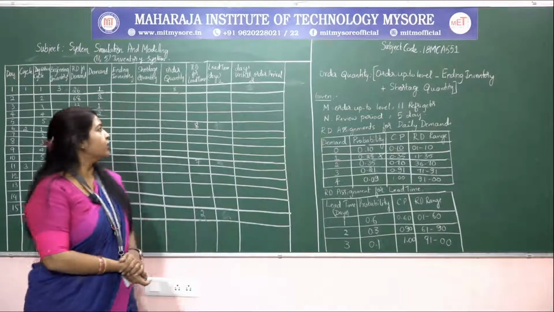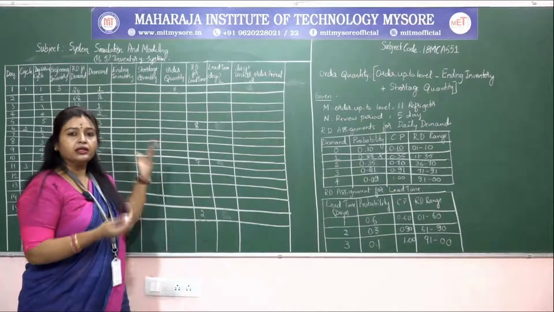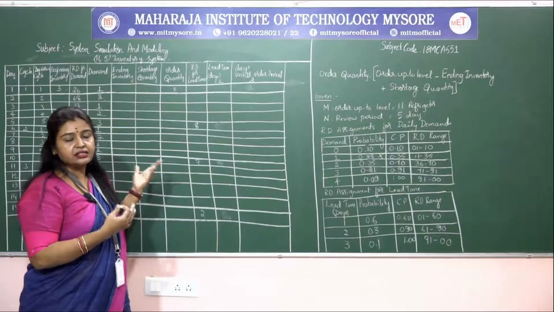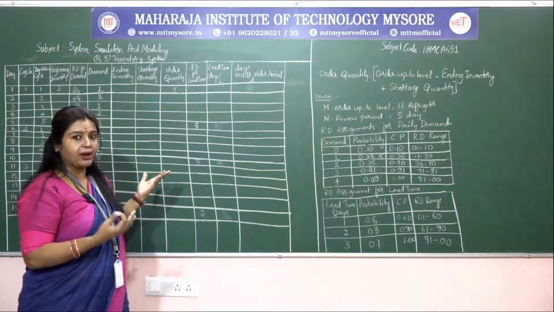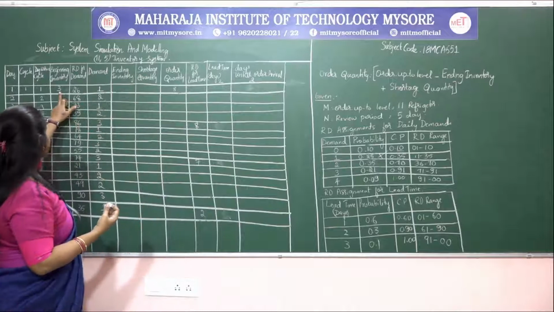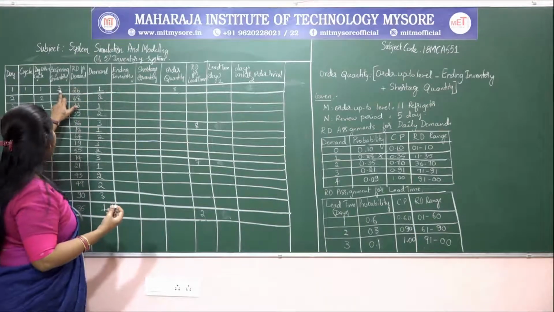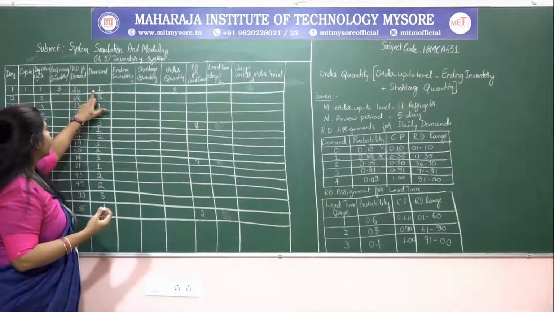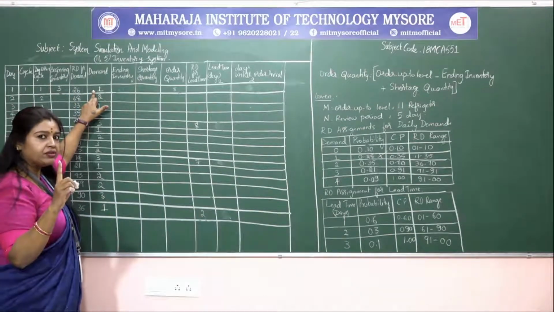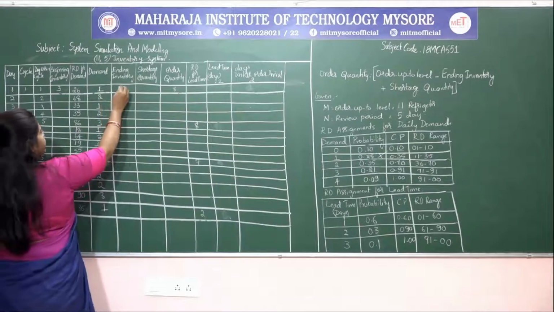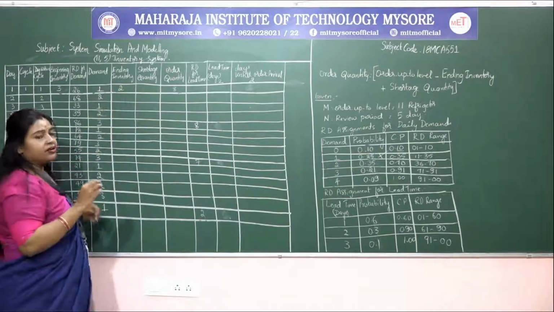Ending inventory. So what is the ending inventory? That is nothing but the beginning inventory minus the order quantity, or the demand. So the beginning inventory minus demand gives you the ending inventory. So there are 3 refrigerators. On that day demand has arrived for 1 refrigerator. Therefore we end up with only 2 refrigerators.